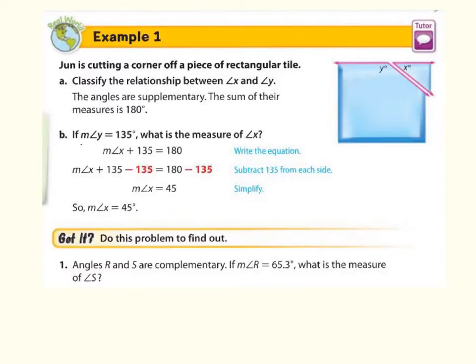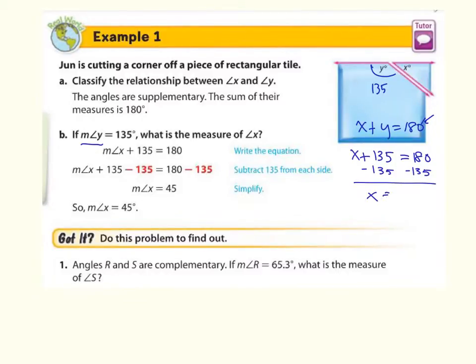So here they give you angle Y. If angle Y is 135, and we know that X plus Y will equal 180 degrees because that's called supplementary, well, they give you Y, so technically you can write an equation in order to solve for X. So here's a one-step addition equation. You solve by subtraction. And that's how they found that X is equal to 45 degrees, angle X, excuse me.